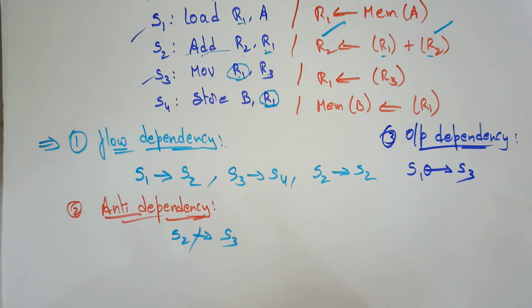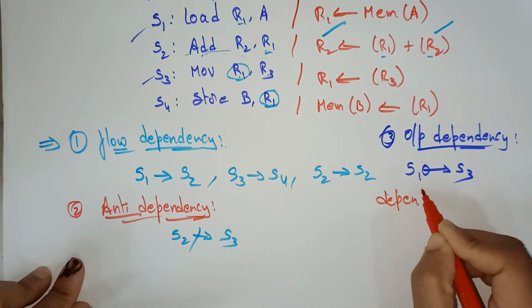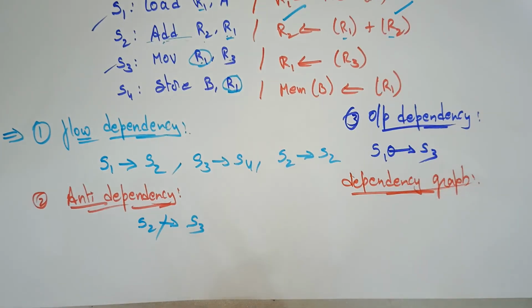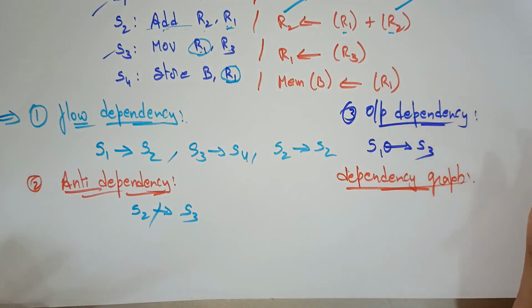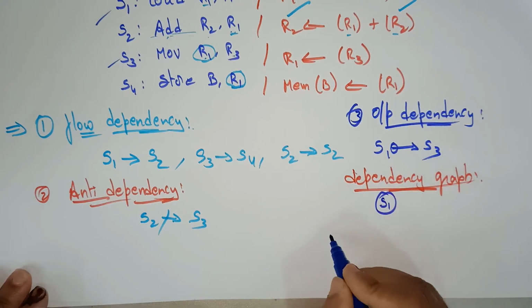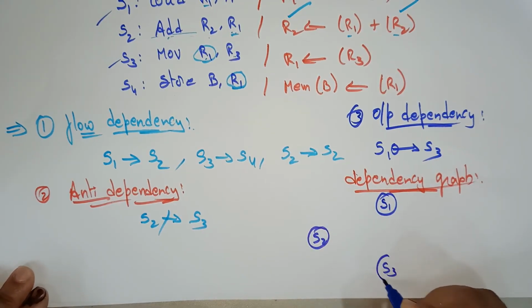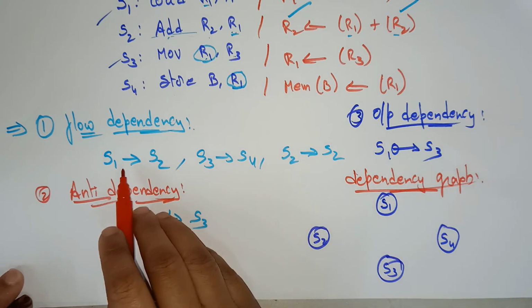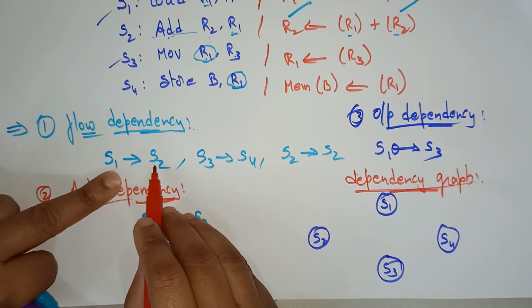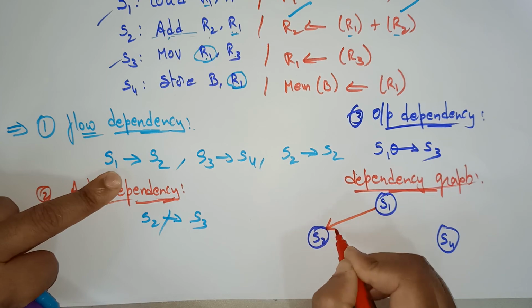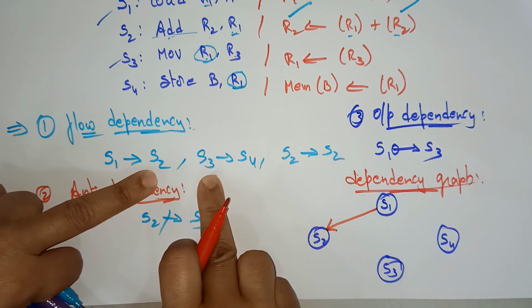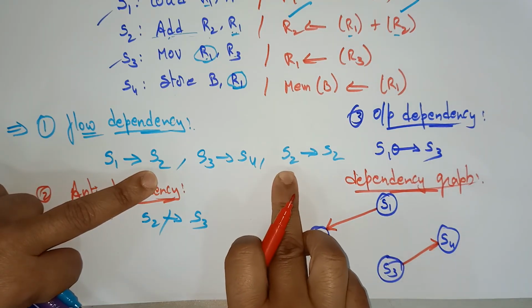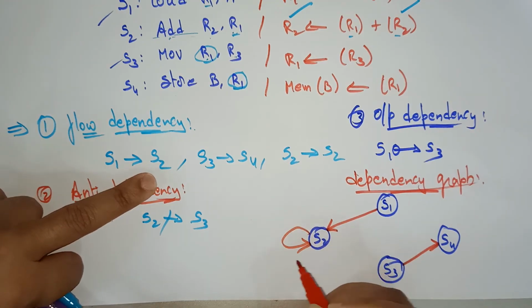Now let's try to work on the dependency graph. Represent all these data dependencies in the form of a dependency graph. How are you going to represent it? What are the four instructions? S1, S2, S3, S4. What dependencies are there? S1 is flow dependent on S2. S3 is flow dependent on S4. S2 is flow dependent on S2, so that is a loop. So the first one is over.